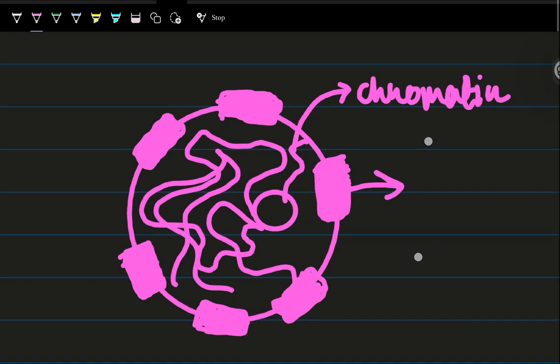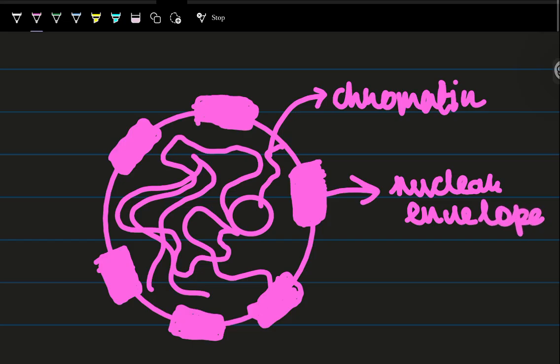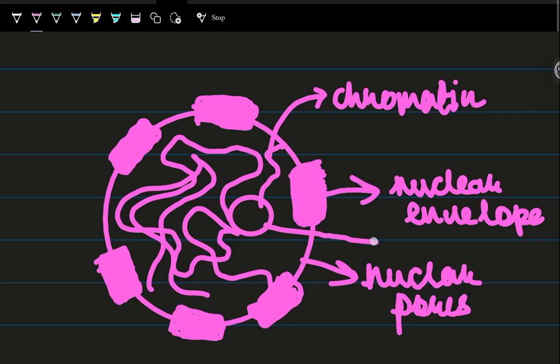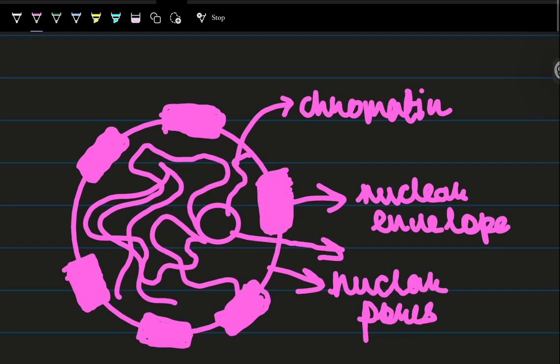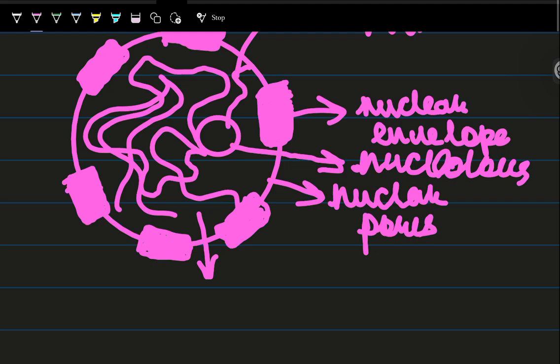This is the nuclear envelope. And these gaps in between, they are known as the nuclear pores. And the small circle inside the nucleus, it is the nucleolus. Nucleolus. And like the cell has a cytoplasm, the nucleus has the nucleoplasm.